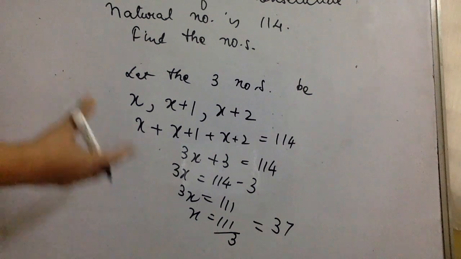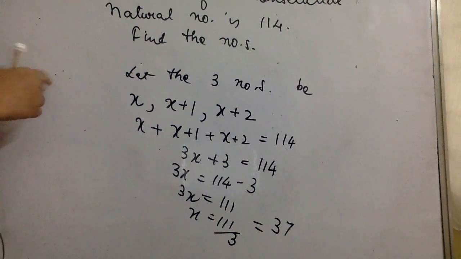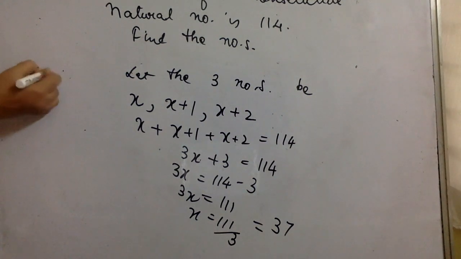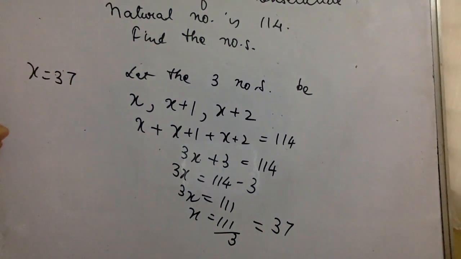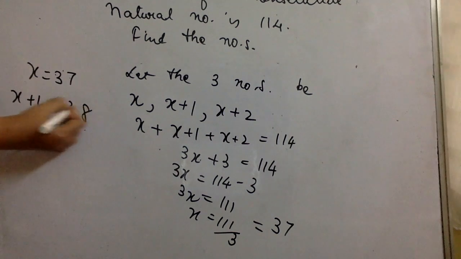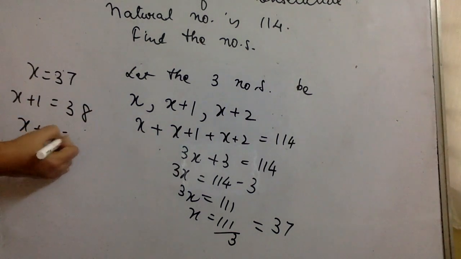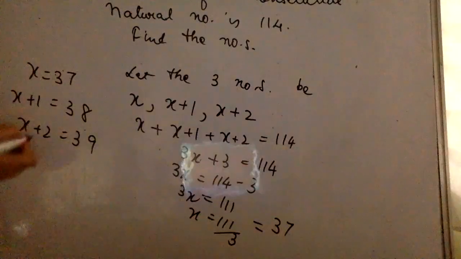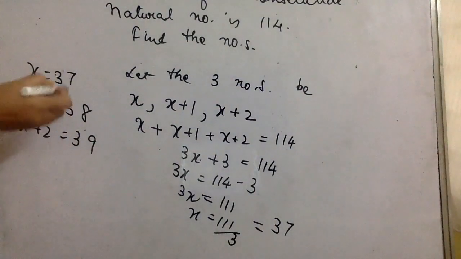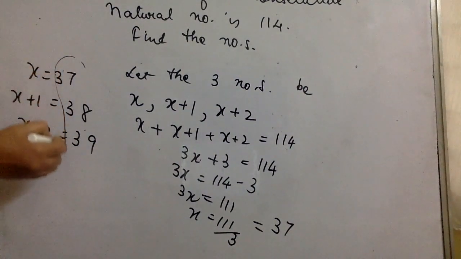Now we'll write the other numbers. x is equal to 37. The next number x plus 1 is 38 and x plus 2 is 39. So our three numbers are 37, 38 and 39.